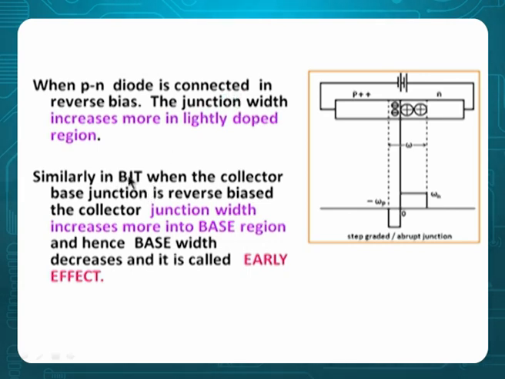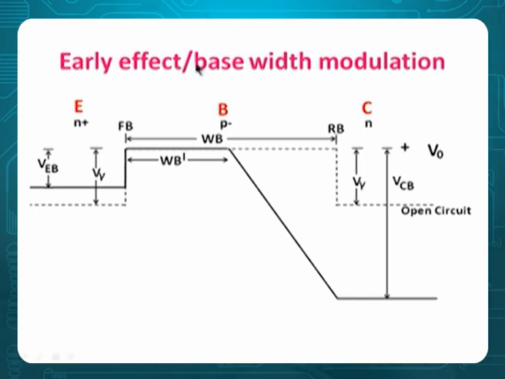Similarly, in BJT, when the collector junction is reverse biased, the junction width at the collector increases, but the increase is more into the base side. By that, the base width changes or decreases. When the base width is decreasing, we call it base width modulation or early effect. So this is the key point for our characteristics. Let's see early effect or base width modulation.